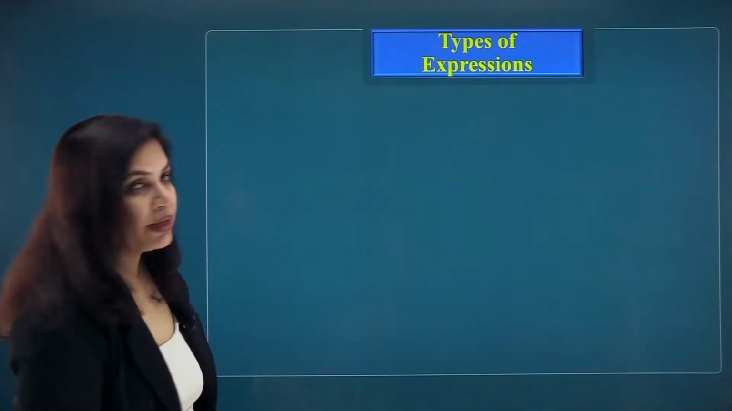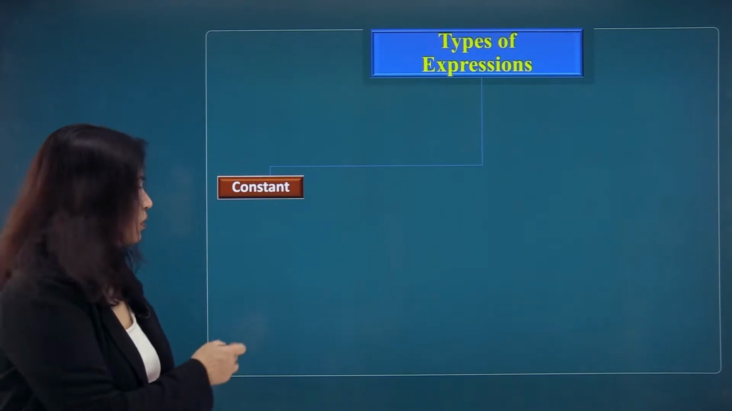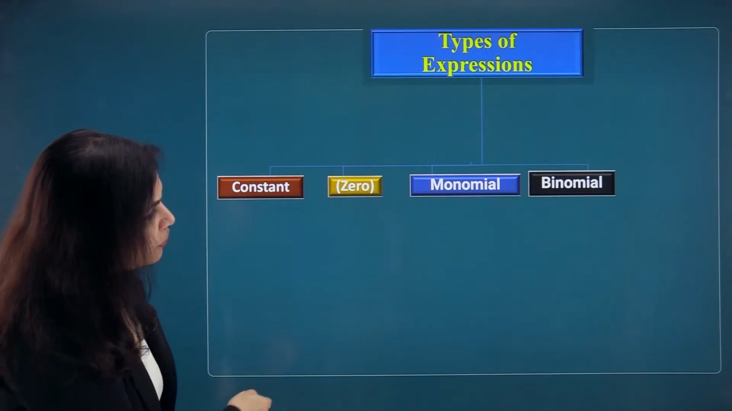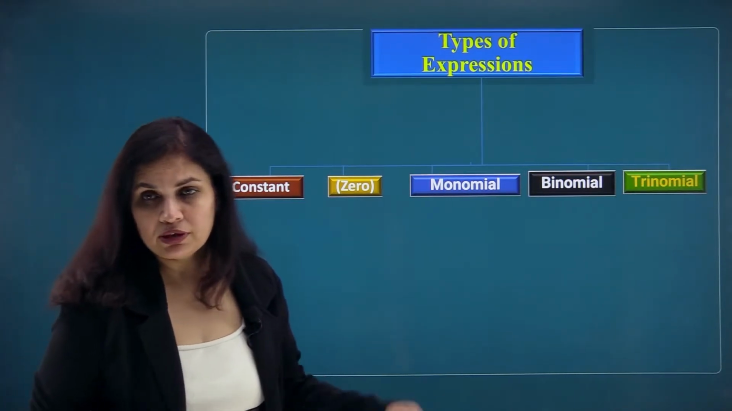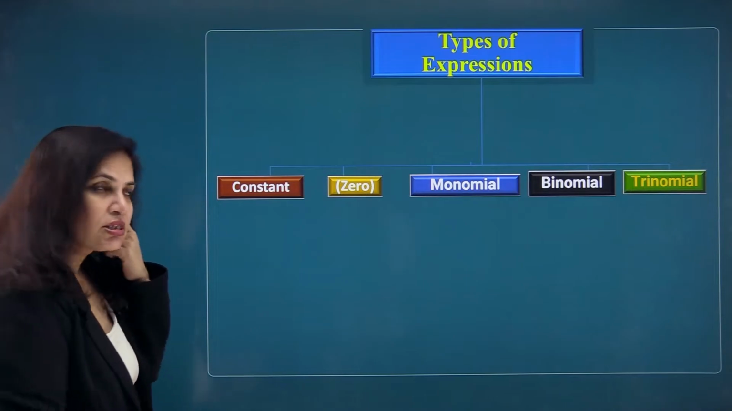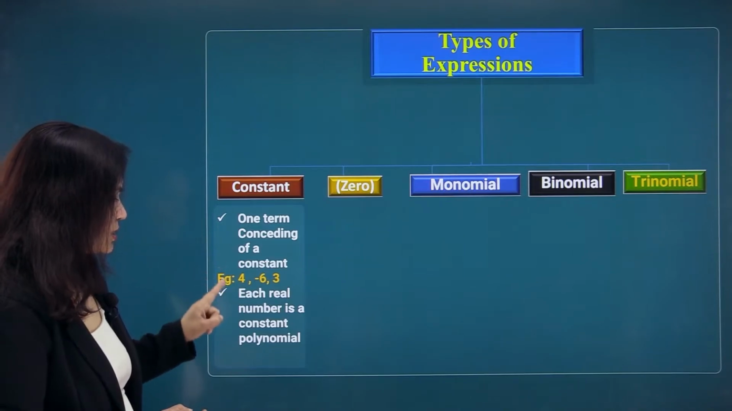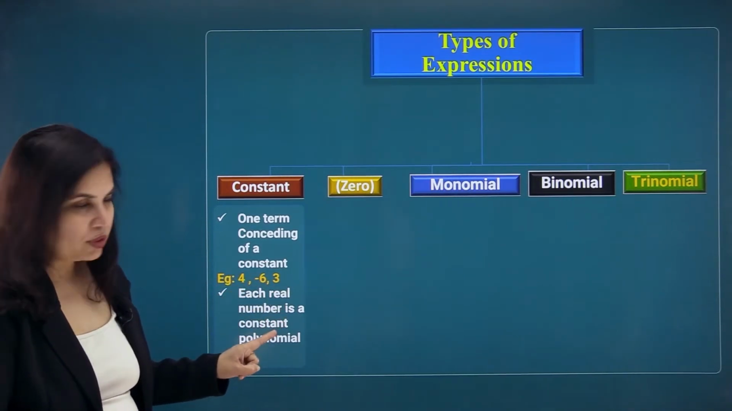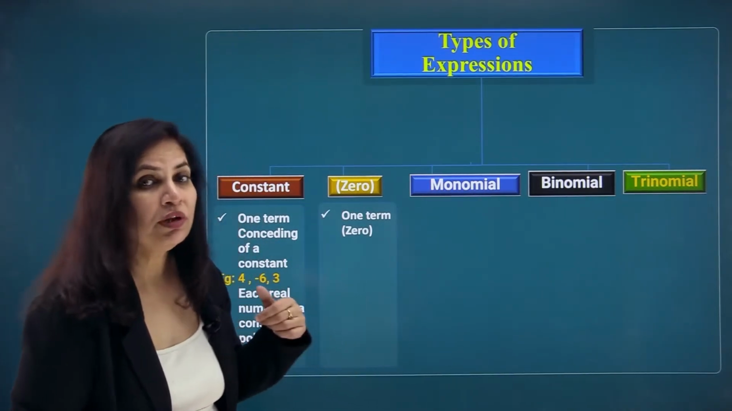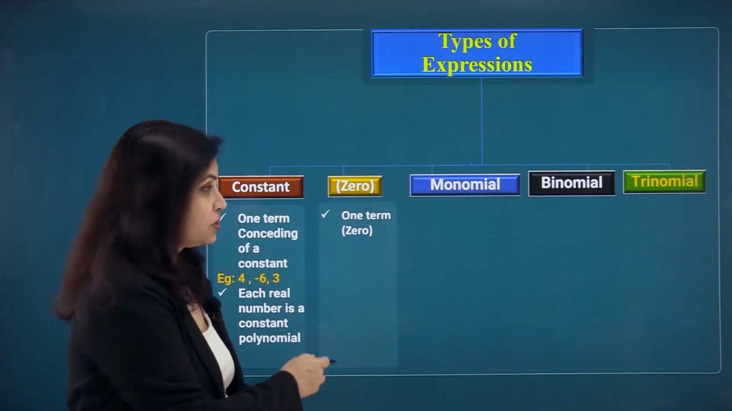Let us quickly move to types of expression before we move on to polynomials. A constant expression, what is a constant expression? A zero expression, a monomial, a binomial and a trinomial. Let us first start with this. A constant expression is nothing but a constant term, a single number. So, one term consisting of a constant value only. When I am talking about a zero expression, which we will later call a zero polynomial, it has only one term which is 0.